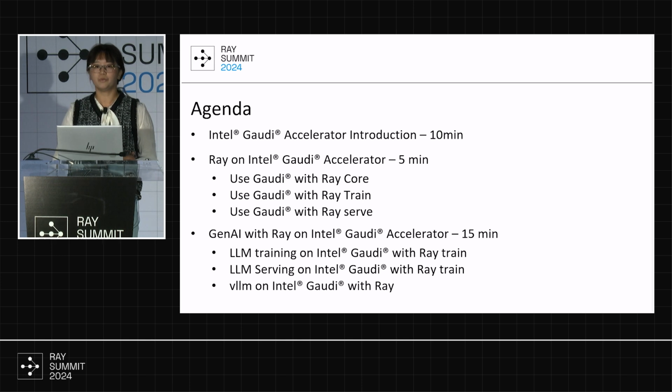Okay, so there will be 3 parts covered in this session. Firstly, I will give an introduction of Intel Gaudi Accelerator. Secondly, I will present how to enable Intel Gaudi on Ray with Ray Core, Ray Train, and Ray Serve. Then we will dig into the details on how Intel Gaudi helps accelerate AI performance, no matter you are doing training, fine-tuning, or serving with Ray Serve or vLLM.